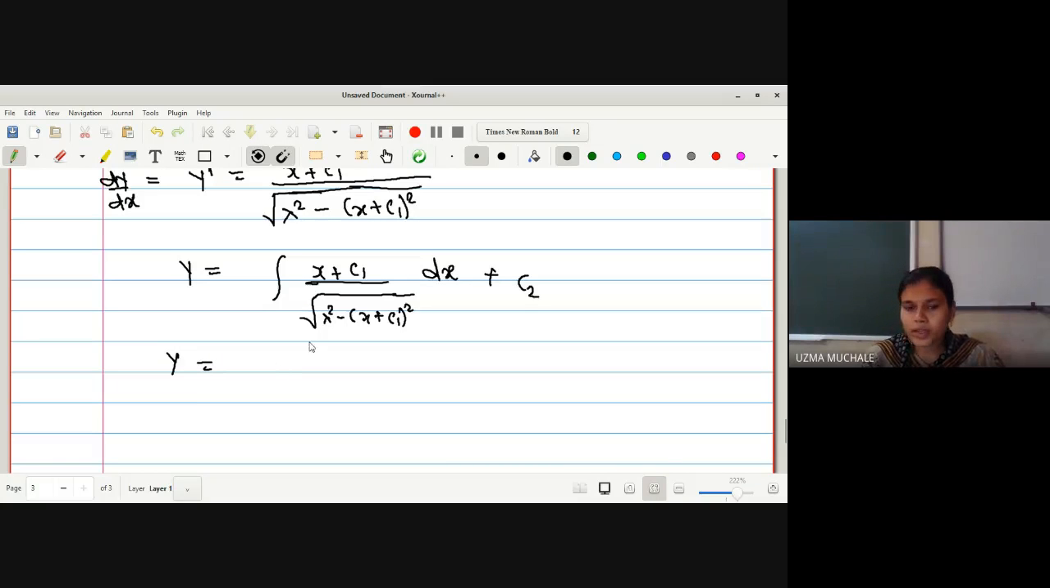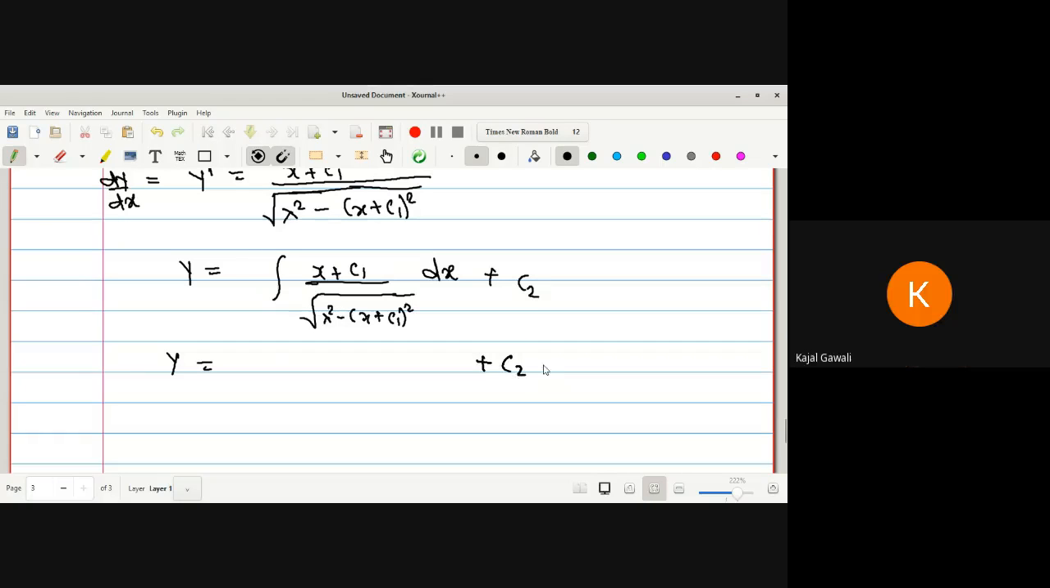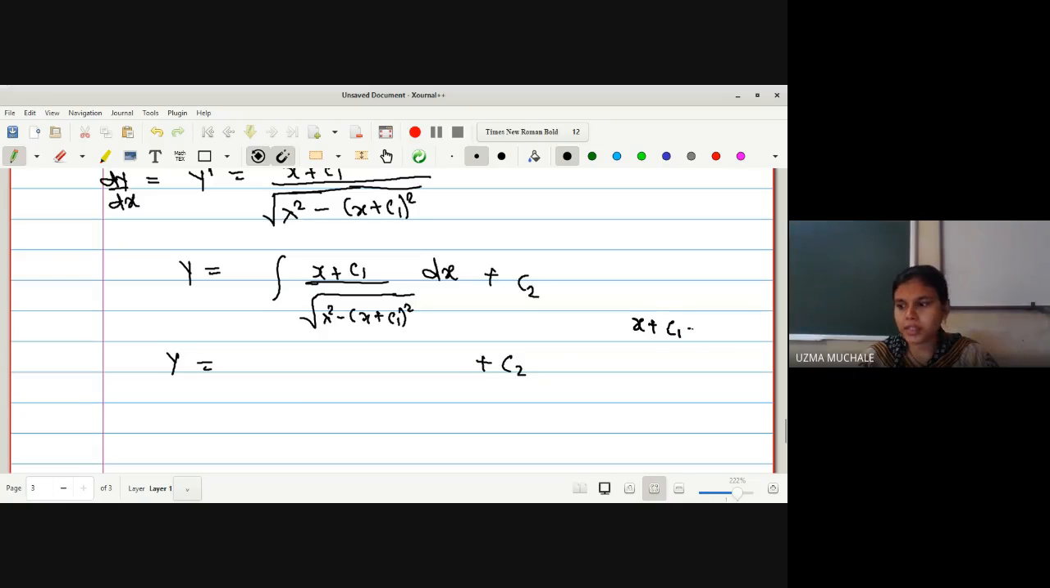Now what you have to do? You have to find out the value of this integration. Okay. Now can anyone tell me how to find out the value of this integration? Put x plus c1 is equal to something value. x plus c1 is equal to, we can take it as, say, lambda sine theta.